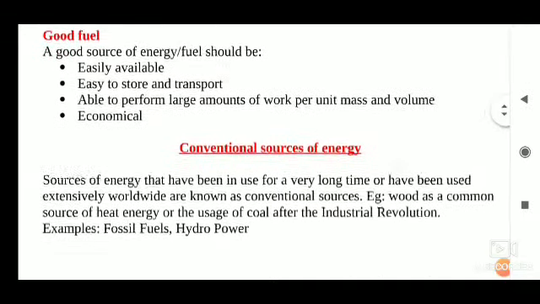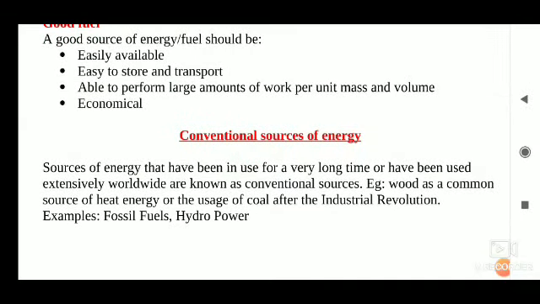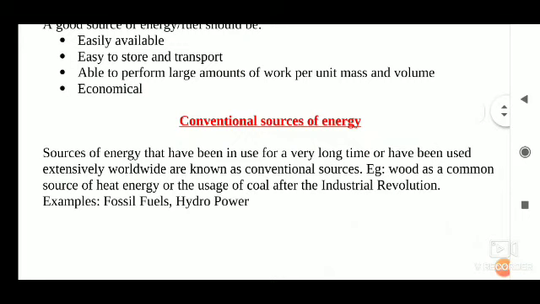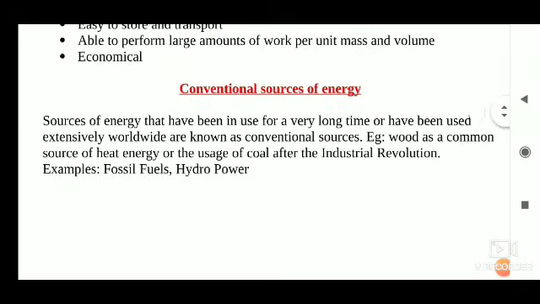A good fuel should be able to perform large amount of work per unit mass and volume, or a good source of energy must have a high calorific value. A good source of energy should be economical, because it should not be like that for riding a distance of 1 kilometer we need a fuel that costs lakh rupees.